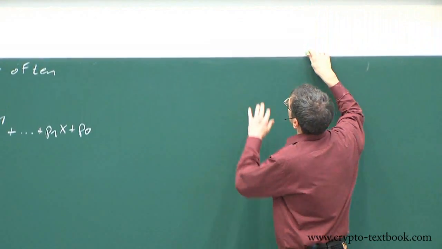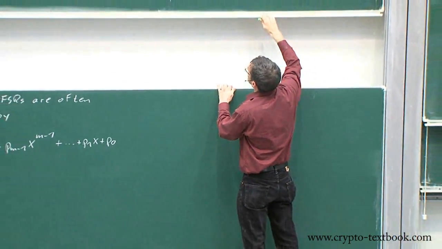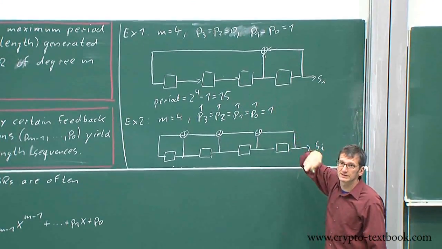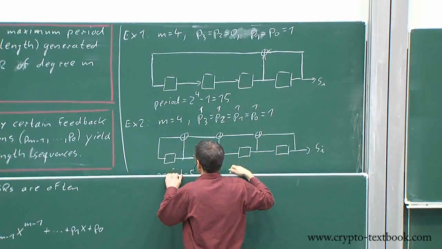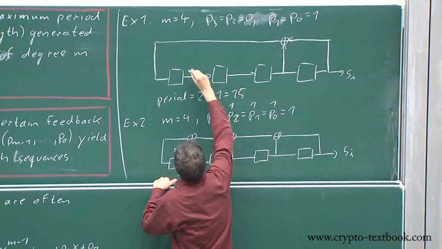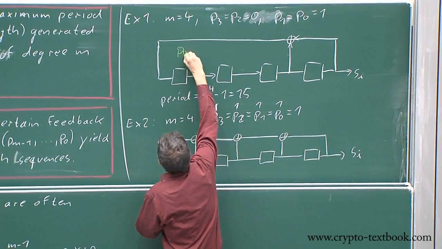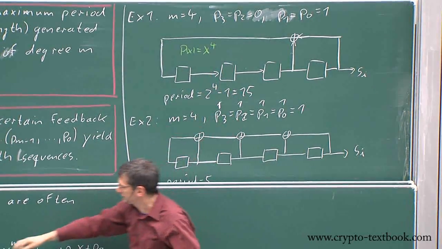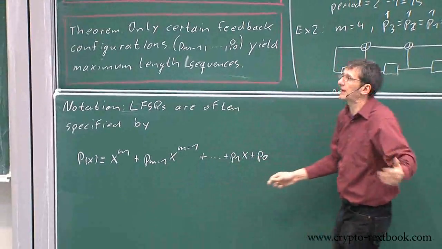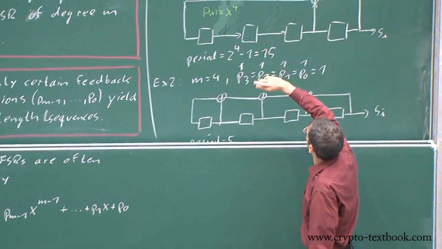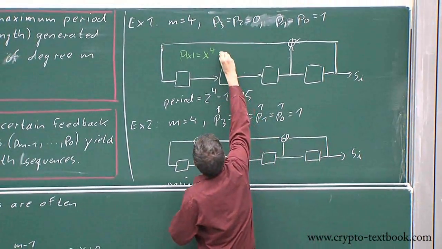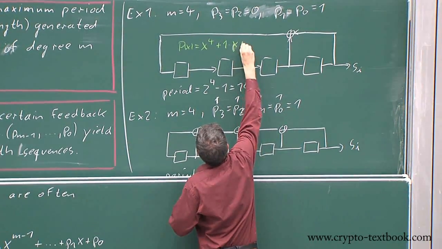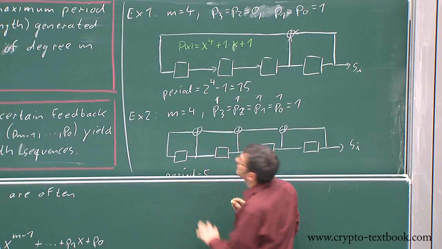Let's look at an example. I go back here to the drawing we had before. So what would be the polynomial at this point here? This LFSR would have the polynomial P of x equal to, well, you have x to the 4. This is what I just told you. Then we have to look at what P_{m-1} is: P3 is 0, P2 is 0. So the next one you have is 1 times x plus 1.